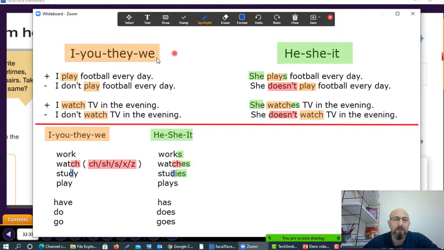Let's repeat again. After I, you, they, we, we write the normal verb, the infinitive. Play, watch. After he, she, it, she plays, she watches, she studies, okay, she has, she goes, she does. In the negative, she doesn't play. We write again the infinitive. She doesn't watch. Okay, again the infinitive. I hope this is clear.